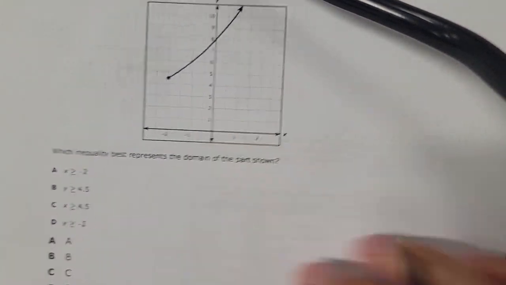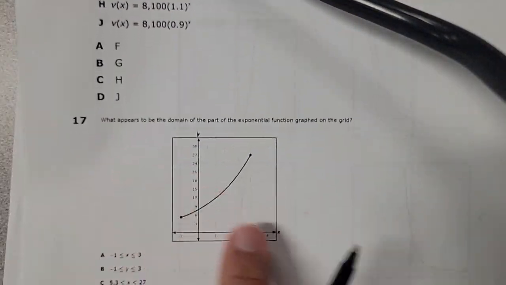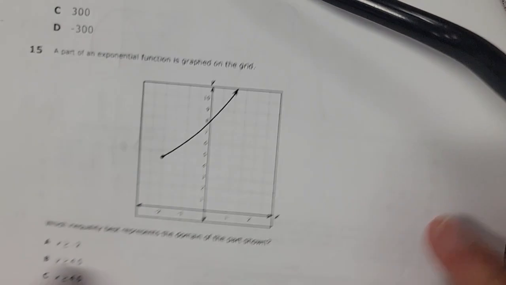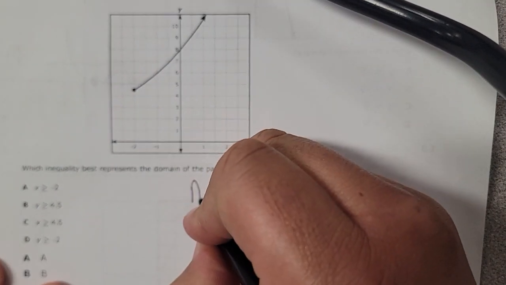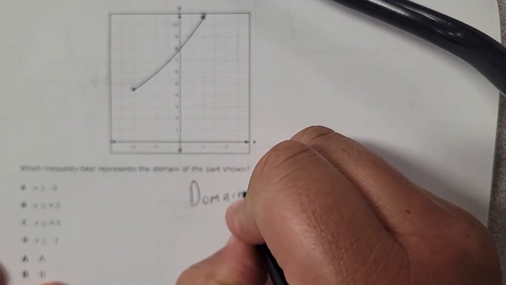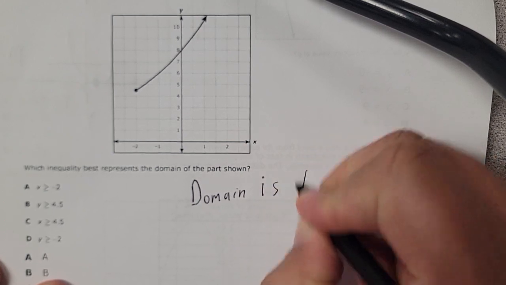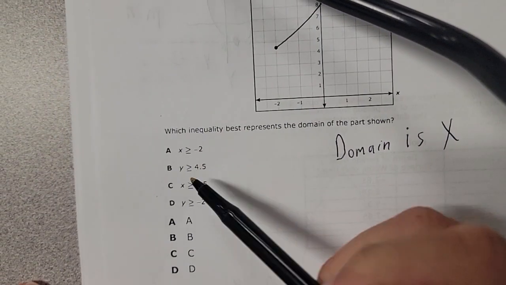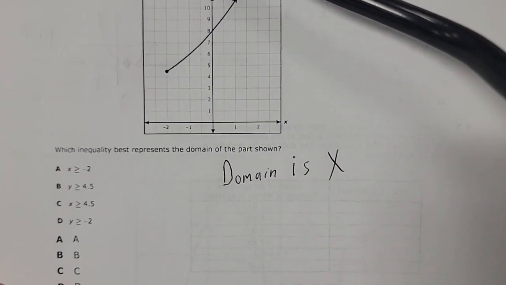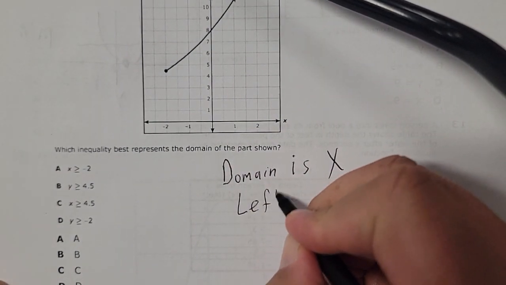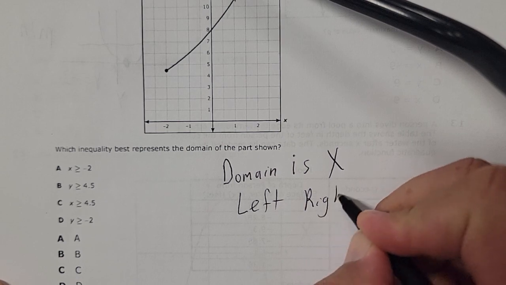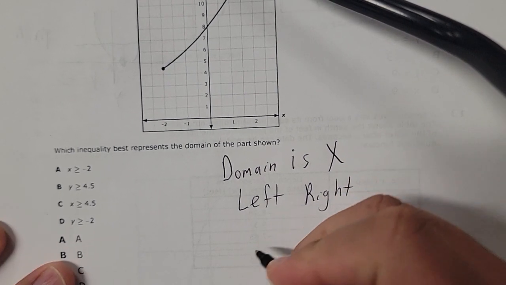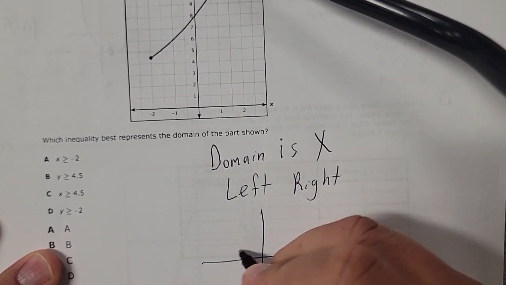Number 15 and number 17 are talking about domain and range. All right, domain. So automatically I know my domain is x. So automatically, guys, I need an x on my answer. If you have any y's, you can eliminate those. Domain is always from the left to the right. Okay? Left side going to the right side. So you're looking for dots.